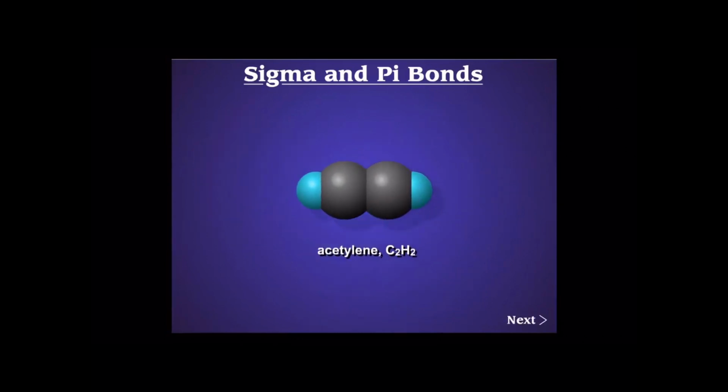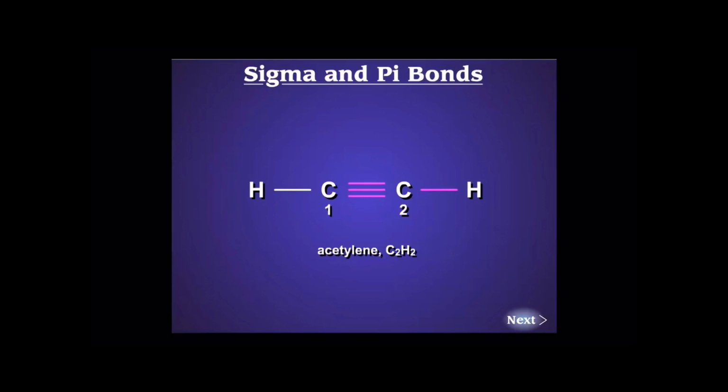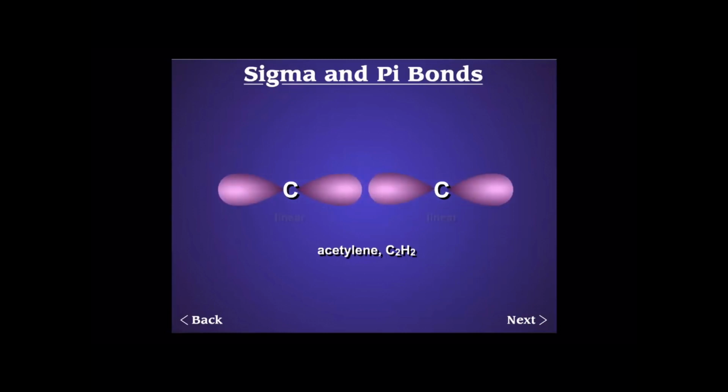First, consider the Lewis structure of acetylene. Counting the number of VSEPR pairs of electrons around carbon 1, we find 2 VSEPR pairs. Recall that double and triple bonds are counted as single bonds in the VSEPR model. You should also count 2 VSEPR pairs around carbon 2. The VSEPR model predicts that the geometry about each carbon atom is linear.